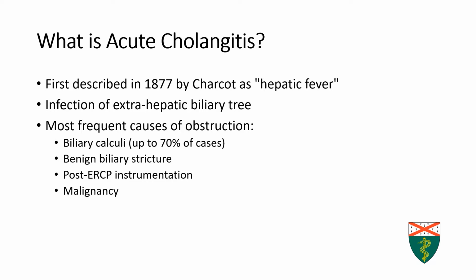The most frequent etiologies of acute cholangitis are biliary calculi in up to 70% of cases, benign biliary stricture, post-ERCP instrumentation, and rarely malignancy. Other entities such as Mirizzi syndrome, which is biliary calculi lodged in the cystic duct, but large enough to also obstruct the common bile duct, also exist. However, they are much less common.